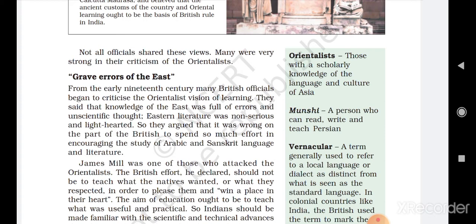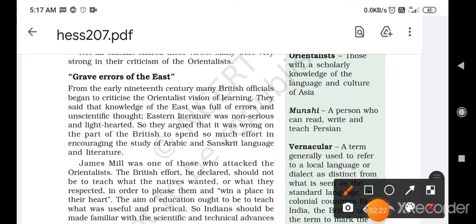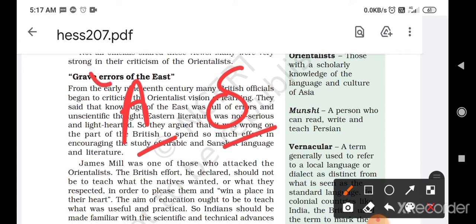Now, they argued that it would be wrong on the part of the British to spend so much effort in encouraging the study of Arabic and Sanskrit. Arabic and Sanskrit are referred to here as useless, wasteful languages. According to them, it was not appropriate to spread them around India and make people aware of them and learn them, because they thought these were useless, non-serious, and light-hearted.